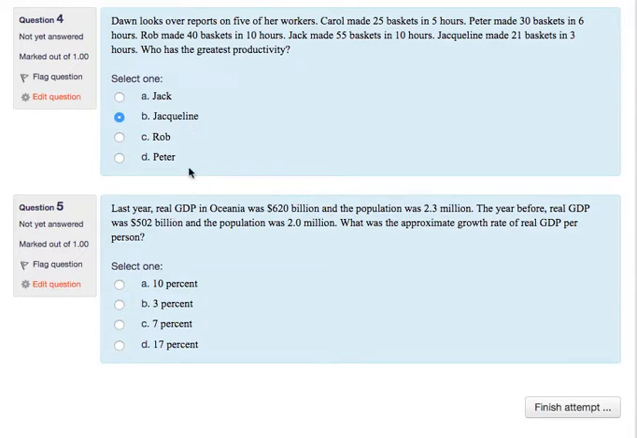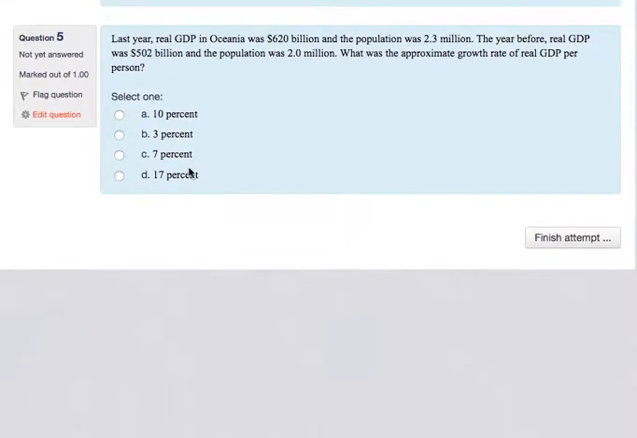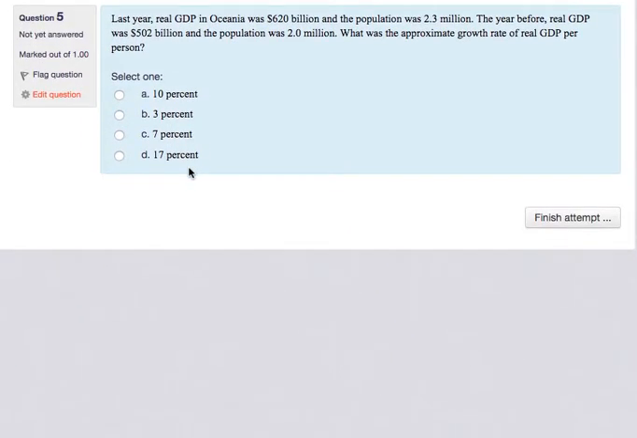Last year, real GDP in Oceania was 620 billion, and the population was 2.3 million. The year before, real GDP was 502 billion, and the population was 2 million. What was the approximate growth rate of real GDP per person? This is just a simple calculation here. We could see that GDP has gone up by a little bit more than a quarter, so like 25%, but at the same time, population grew by 15%. So it has to be somewhere less than 10%-ish is going to be my answer. But I'm going to try to calculate this a little bit more accurately.